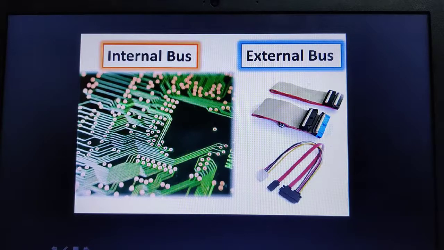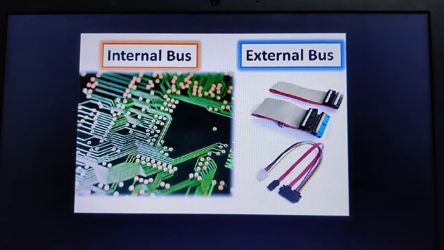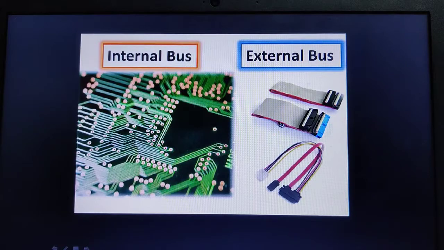We know that the internal bus data transfer must be faster so that your CPU processing can be faster. Usually the internal bus will be used by the North Bridge chipset, whereas the external bus will be used by the South Bridge chipset. Already I have shown you the motherboard image slide where exactly the North Bridge and the South Bridge are placed on the motherboard. I hope you are able to understand.